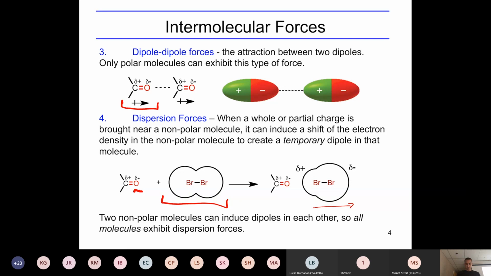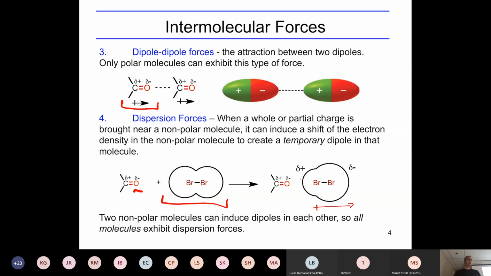and that creates what we call a temporary dipole. That Br2 is not normally a polar molecule, but in this instant, it is. So we have a positive end where the electrons have fled from, and a negative end where the electrons ended up, and you end up with a polar molecule, but it's only temporary. So we call this a temporary dipole.